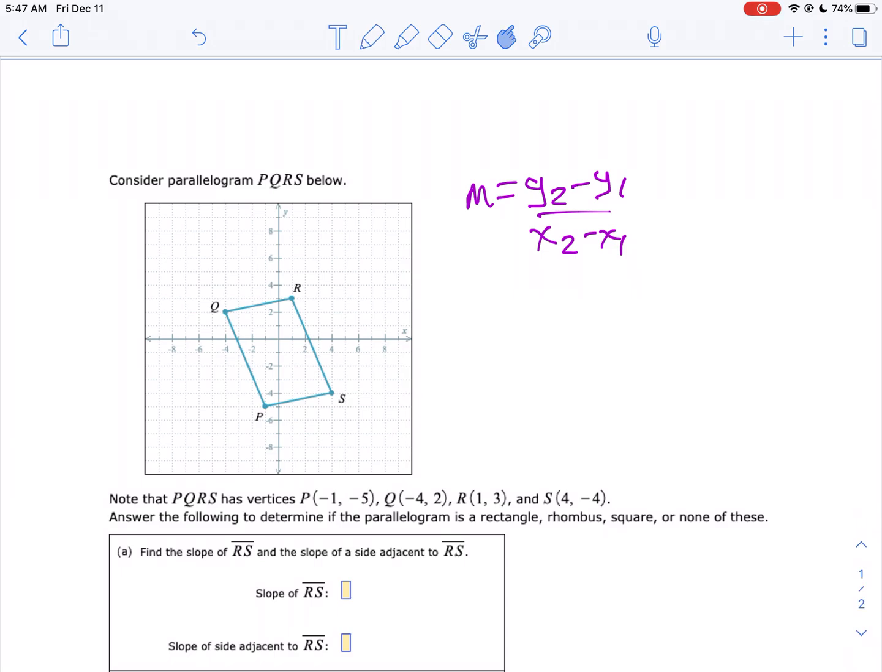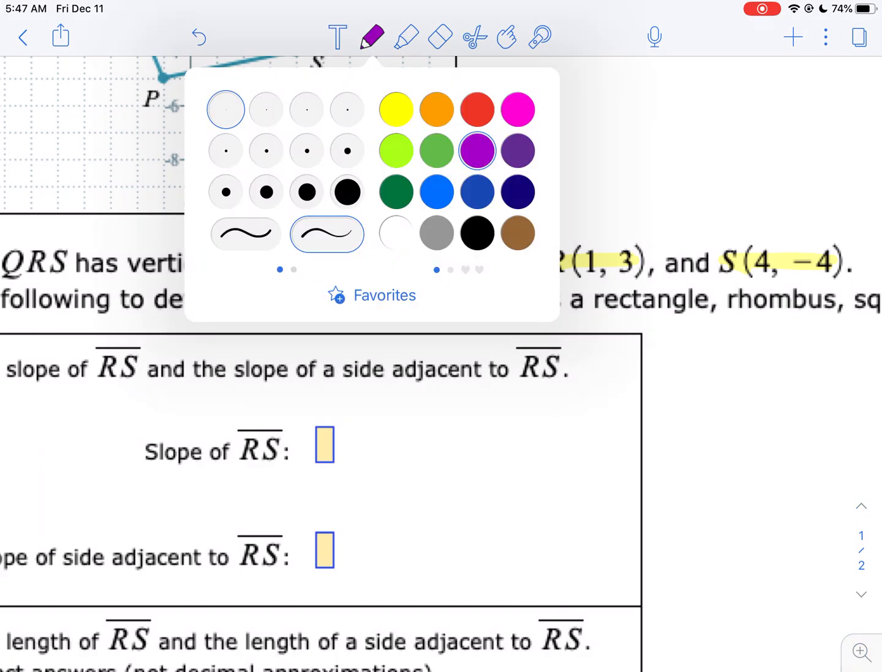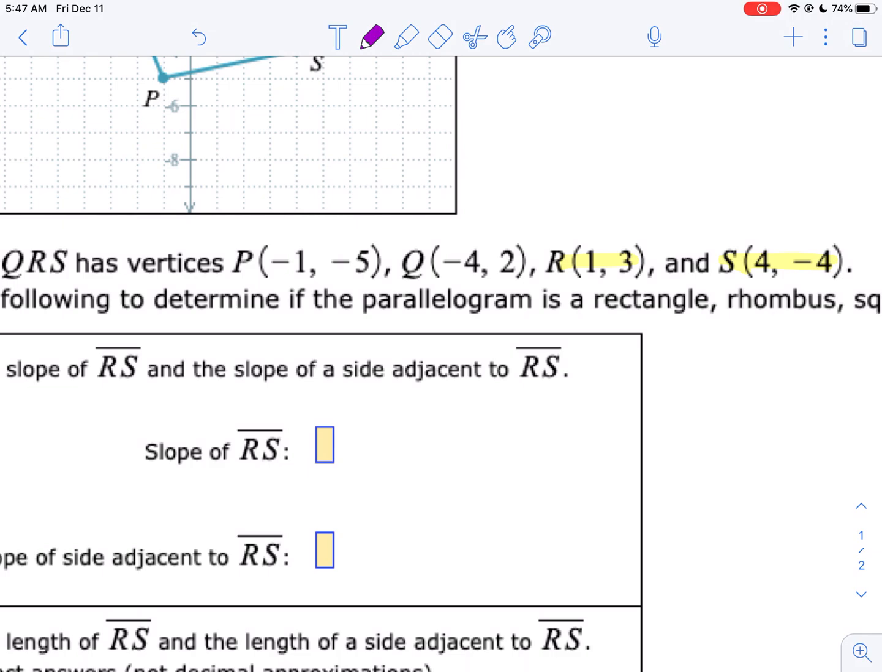So let's take a look at R and S here. So I'm going to highlight this for us. So here's R, here's S. I'm going to go S minus R, although the order does not matter. So we're going to go negative 4. Now remember, it goes X, Y, X, Y. So I'm going to say negative 4 minus 3 all over 4 minus 1.